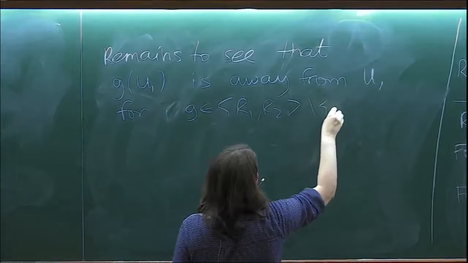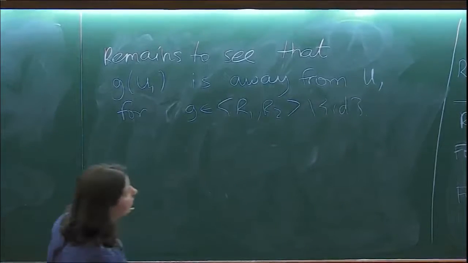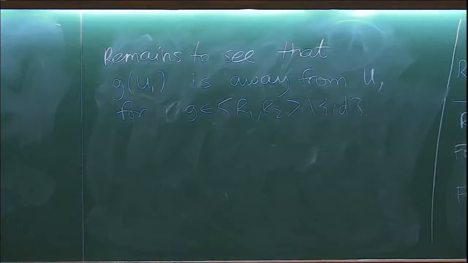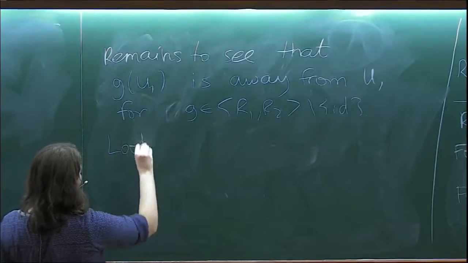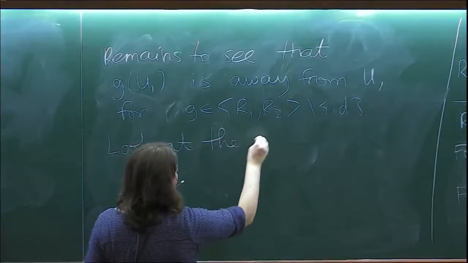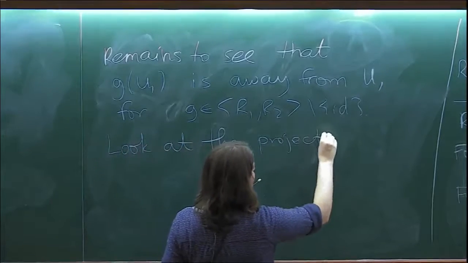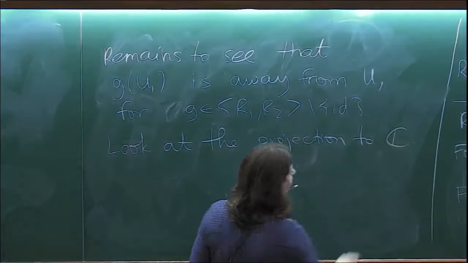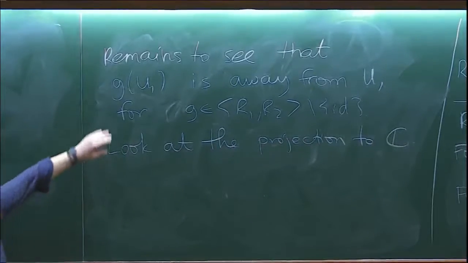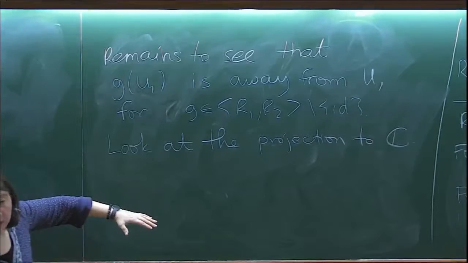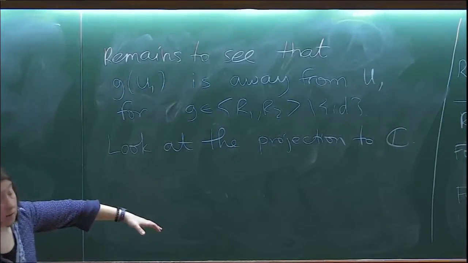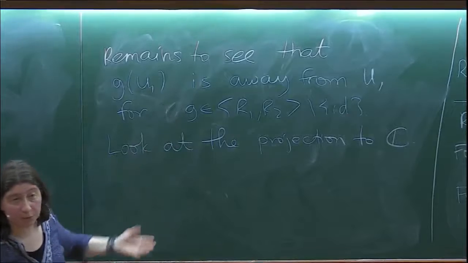And now we don't quite know what R1 and R2 do in the vertical direction, but we know what they do in the projection onto the complex plane. And so if we can show that the projections of those spheres onto the complex plane are away from the unit circle, then of course they themselves have to be.